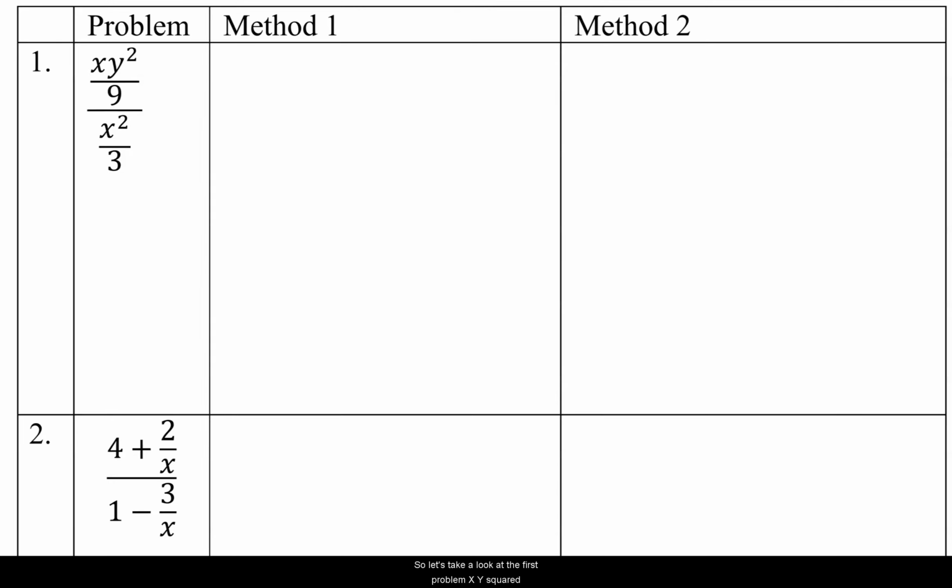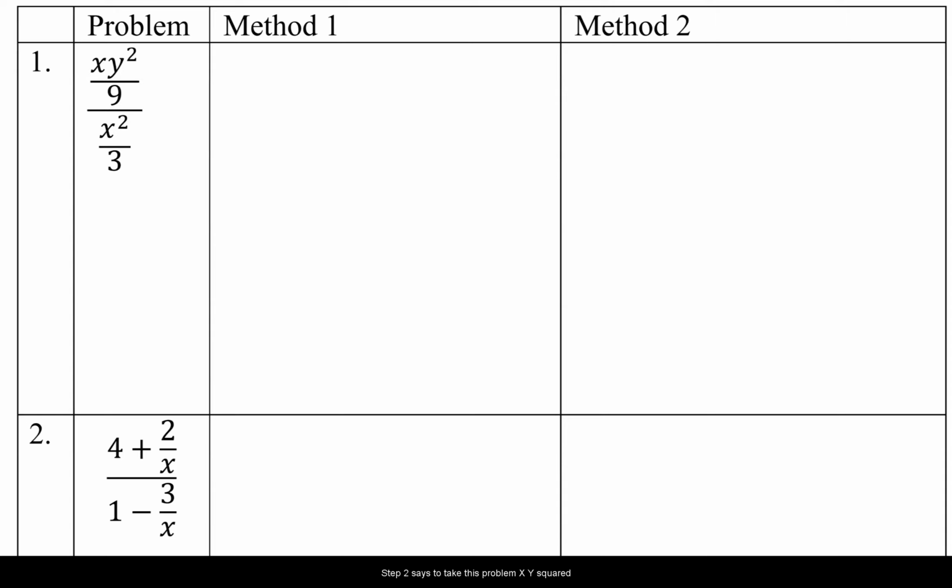xy squared over 9 divided by x squared over 3. Big picture with complex fractions is they're really a fraction with fractions inside. That's why they're called complex. So for method 1, the first step is to simplify the numerator and simplify the denominator so that you end up with one fraction in the numerator and one fraction in the denominator. And we have that already in this problem, so step 1 we don't have to do.